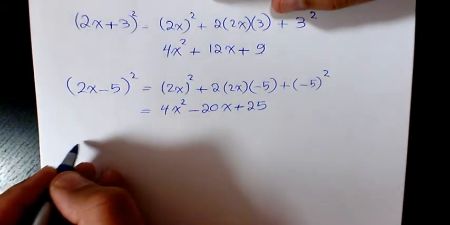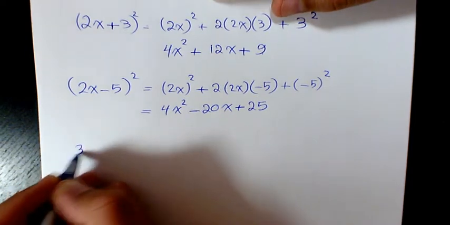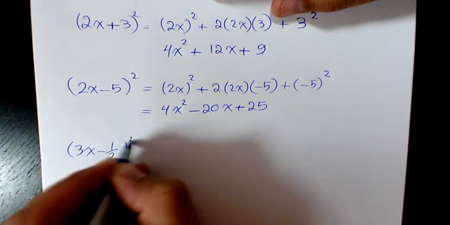Next one. 3x minus 1 over 2 to the power of 2.